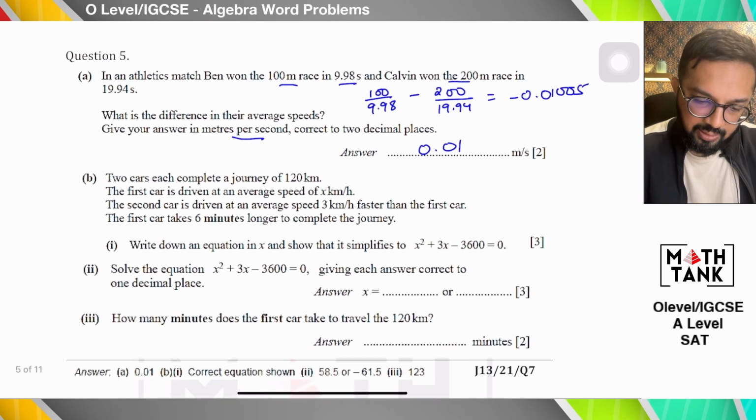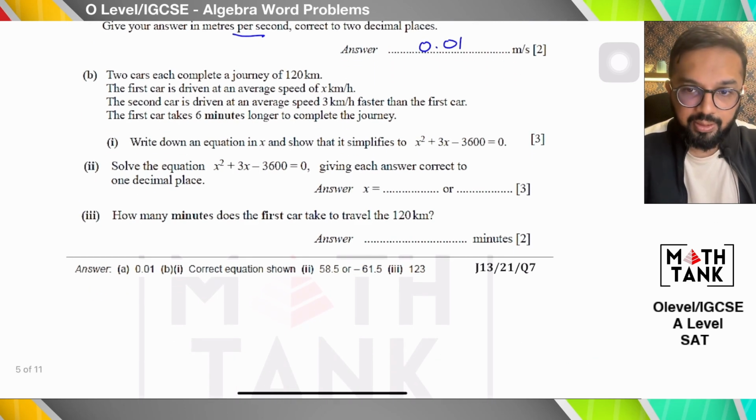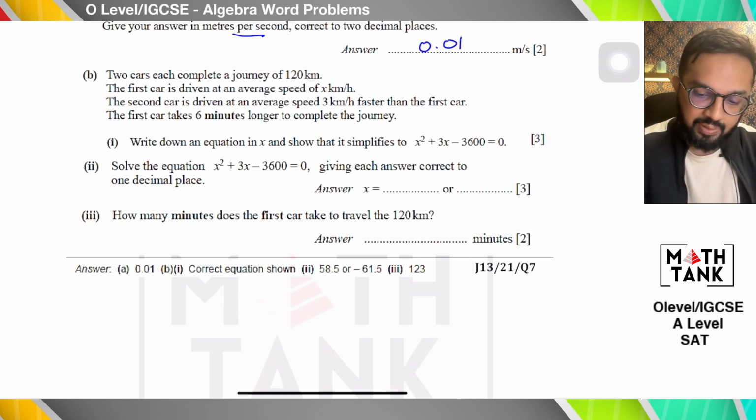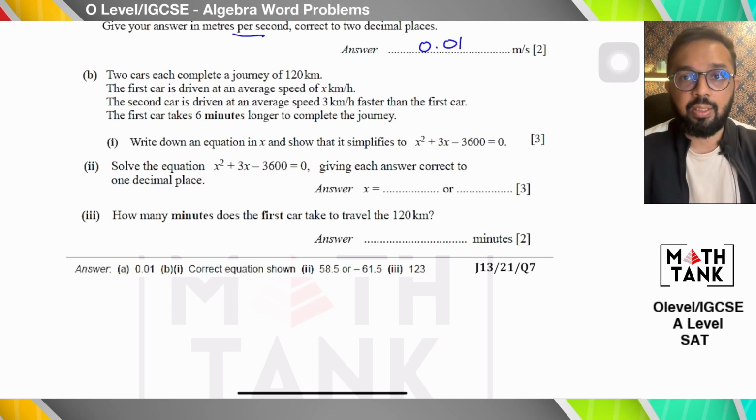Okay. Then two cars each complete a journey of 120 kilometers. The first car is driven at an average speed of x. The second car is driven at an average speed of 3 faster than the other car. The first car takes 6 minutes longer to complete the journey. Write down an expression in x and show that it simplifies.